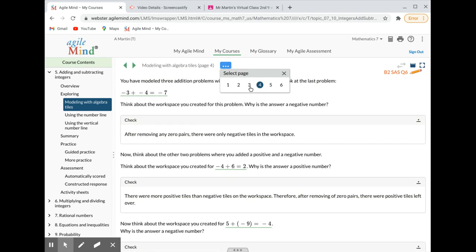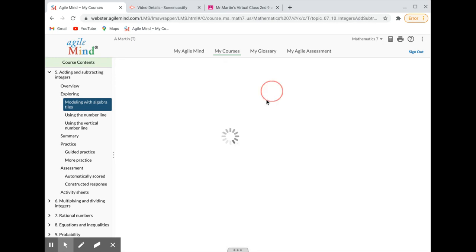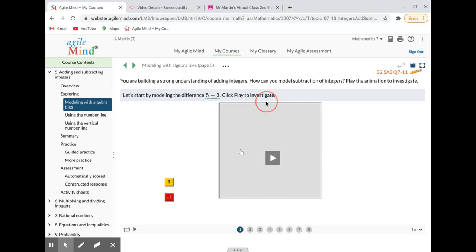So let's look at page 5. Now this is where it gets pretty interesting. We've been doing addition. Well, now we're doing subtraction. First problem, super simple, but then it gets interesting, okay? So first thing that we got, 5 minus 3. And they thought it was so difficult that they made a video for us. So we're going to watch the video.